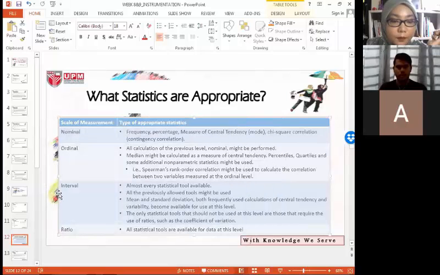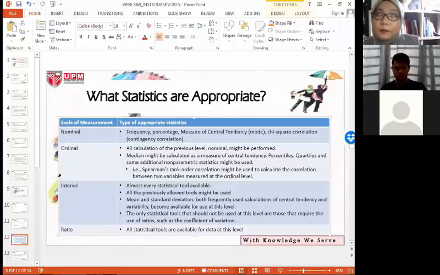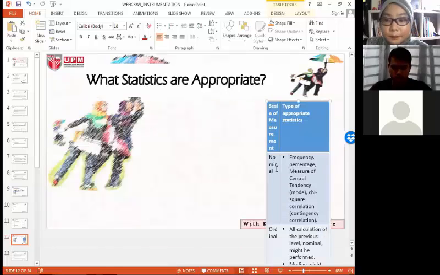Tapi umur tak boleh. Sekejap. Apa variable yang biasa you all pakai nominal, ordinal. Example of ordinal selain daripada ni. Level of education. Level of education. Boleh? Okay. Boleh. So level of education for example.